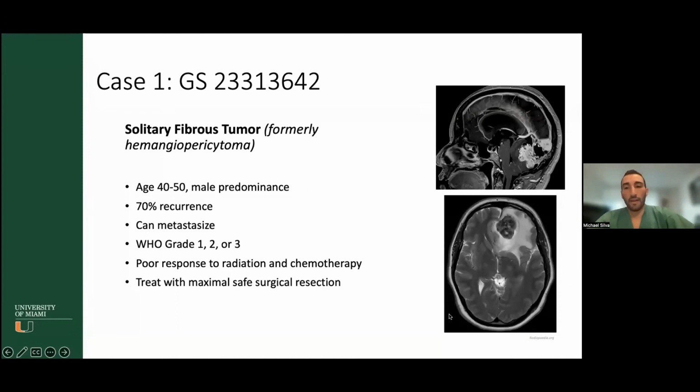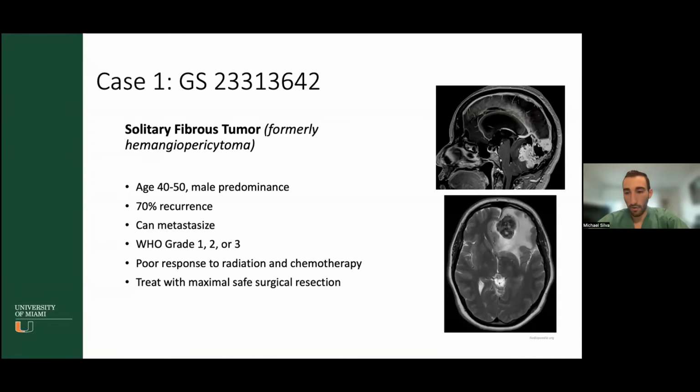As Dr. Koltekin said, the diagnosis here was solitary fibrous tumor, more commonly or previously known as hemangiopericytoma, and there's been a redescription of it as solitary fibrous tumor instead of hemangiopericytoma. General age group for this tumor is age 40 to 50, typically in males. There's a 70% recurrence rate, and they can metastasize. The WHO grade can be 1, 2, or 3. In this case, as was mentioned, it was a WHO grade 3. They typically have a poor response to radiation and chemotherapy, and so treatment is predominantly with maximal safe surgical resection.